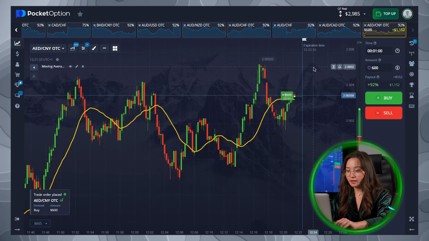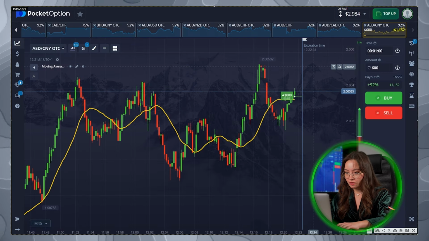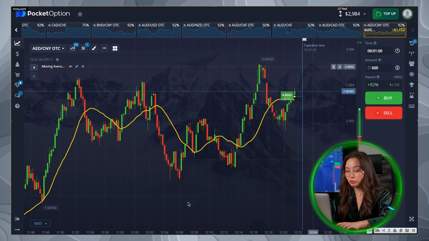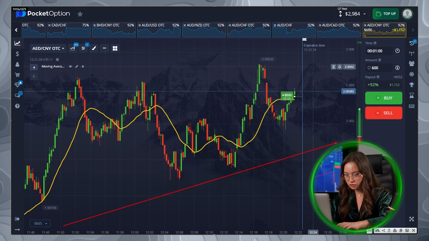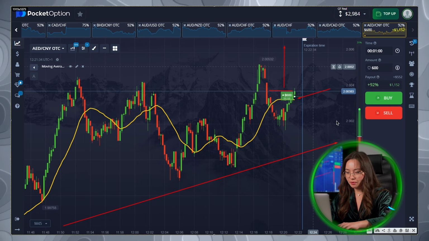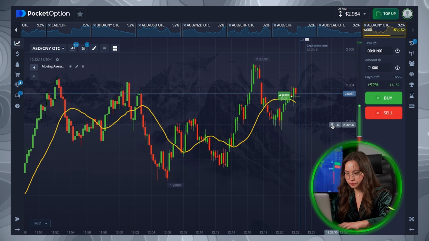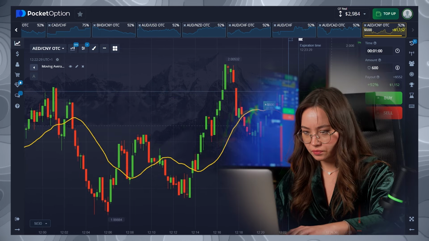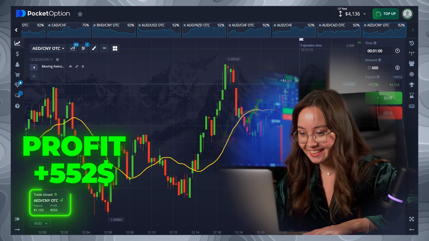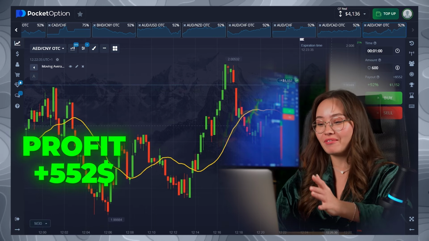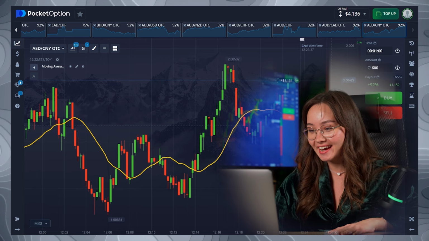Alright, I'm opening a long position here. We've got a long uptrend and the price finally broke above the moving average. I think it's going up from here. Let's see what's happening on the chart. Yes, we made a profit. Yes, trade closed in profit. What a fantastic day, guys.